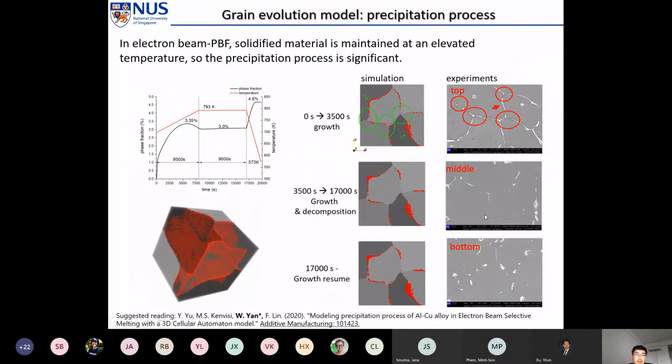Moreover, particularly in electron beam powder bed fusion, the solidified material will be maintained at a high temperature. So there will be a serious solid-state phase transformation and precipitation process. This is our simulation result for the precipitation process, and this is the experiment. We still show similar trends, and we can provide more useful guidance for the real experiments just through simulation.